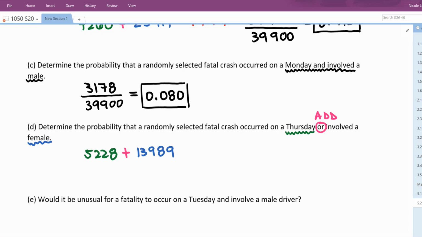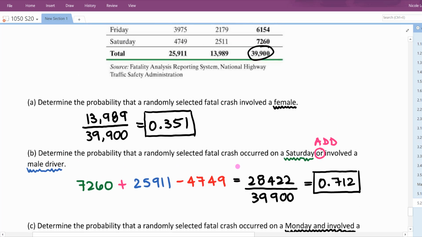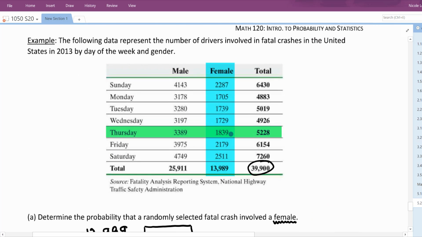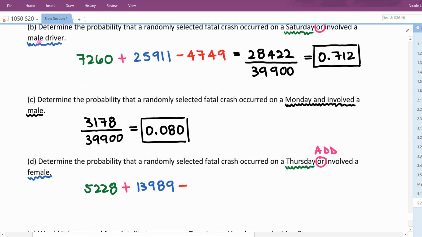And then lastly, we will have to subtract. There was a group that we double counted. So going back to our table to see where our overlap is, where we double counted, that's going to be right here, the 1839, because we counted those people with the Thursday, the 5228, and then we counted them again with the females, the 13989. So we'll have to subtract out the overlap of 1839.